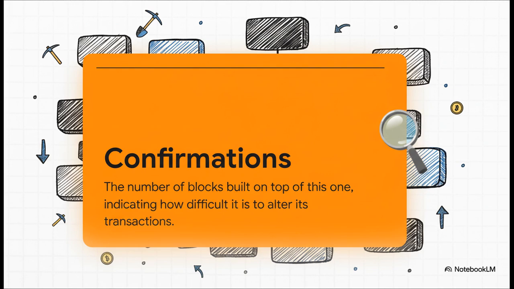First up, confirmations. This tells us how many blocks have been mined after ours. In this case, over 650,000. That means our block is buried deep, deep, deep in the blockchain. This number is a direct measure of its security. The deeper it's buried, the more impossible it becomes to alter.